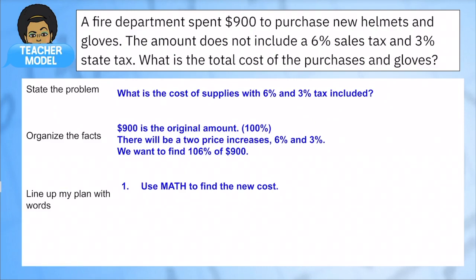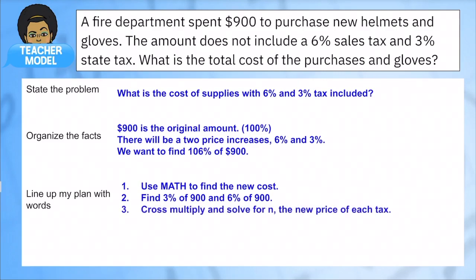In some of the problems we've had, we've had to use math. In some problems, we've been able to add both increases together, and in some we do not. So if you're not sure, we can do it in both steps. Watch what we're going to do here. We're going to use math to find the new cost for each step. For example, we're going to find 3% of 900 and we're going to find 6% of 900.